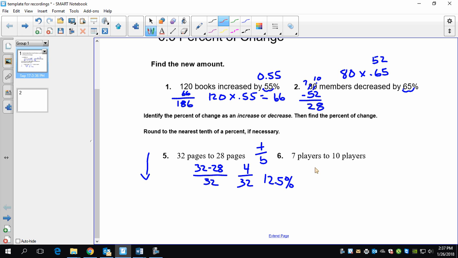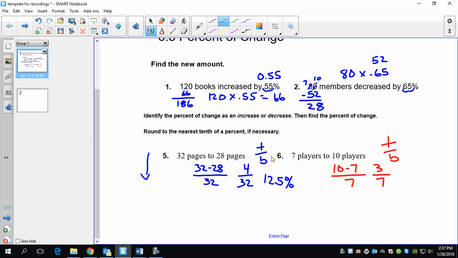For number 6, we're going from 7 players to 10 players. So essentially what we want to do is 10 minus 7 all over the original, which is 7. So we're going to get 3 over 7. And then we're going to do the same thing. We're going to go top divided by bottom and get a decimal.